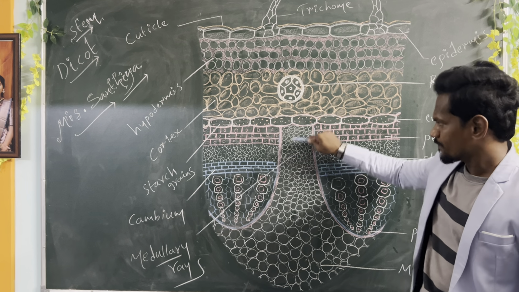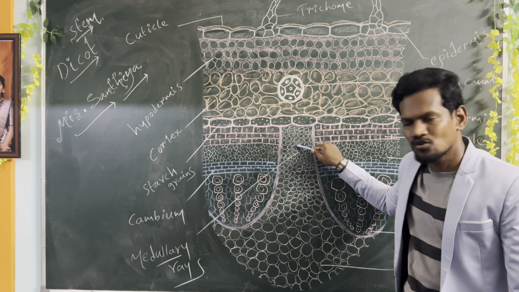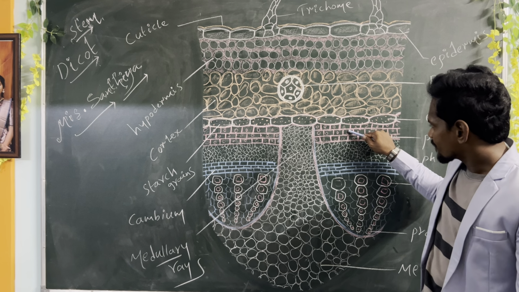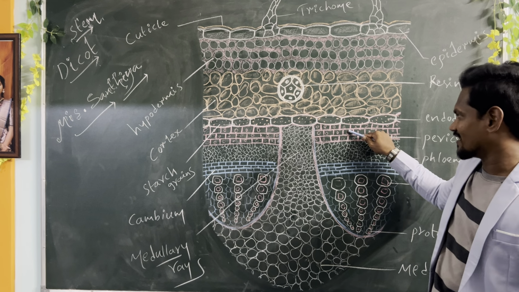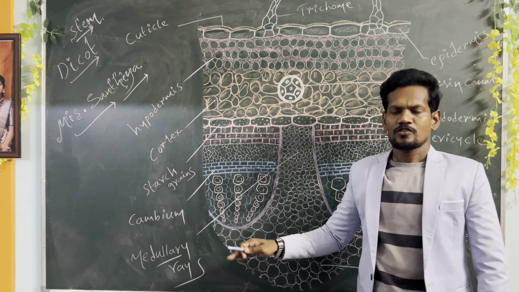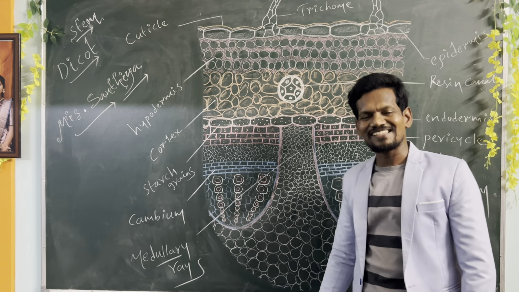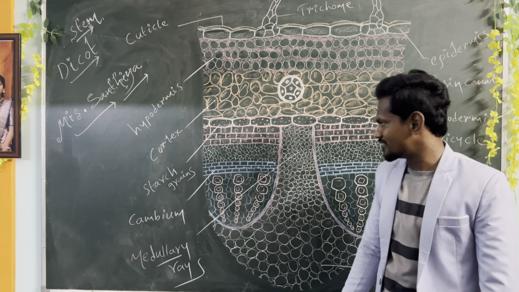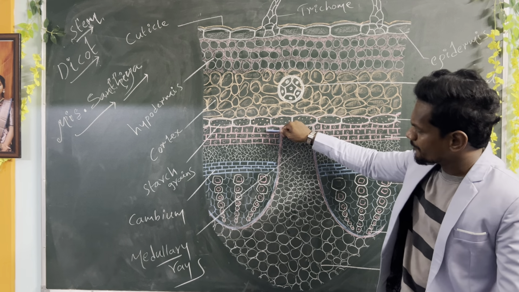Small patch, then the gap. I will tell you soon what these cell arrangements and structures are called. Then pericycle or sclerenchyma, then gap, again, etc. So alternatively, the pericycle tissue is arranged. That is one of the characteristic features. Done.